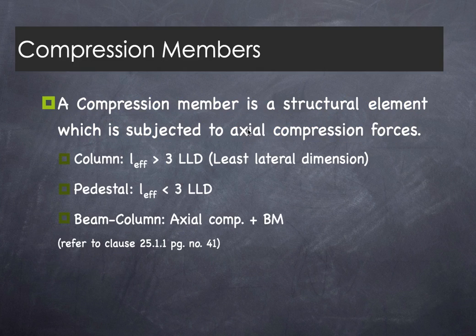Now this compression member is a structural element which is subjected to axial compressive force. We are going to define it as a column when its effective length L effective is greater than 3 times least lateral dimension, and we are going to call it a pedestal when its effective length is less than 3 times least lateral dimension. At the same time, when this compression member, in addition to axial compression, is subjected to moment, we are going to call it a beam column.